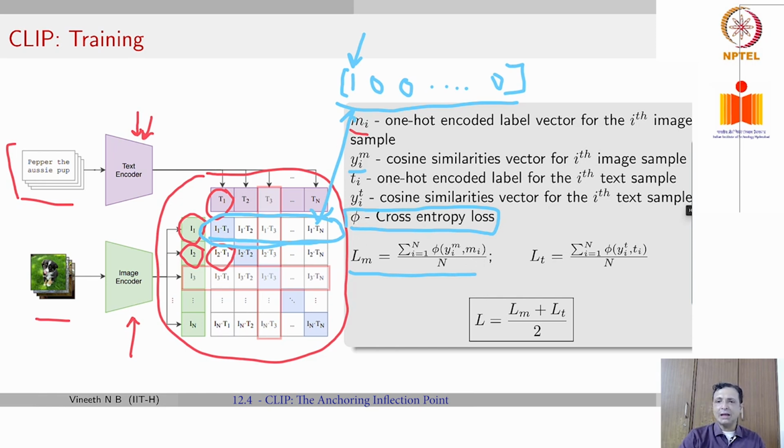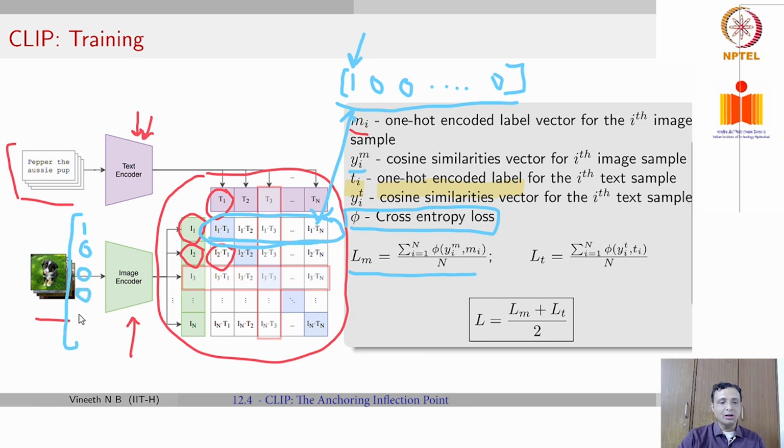Now looking at the other notations here, similarly Ti is a one hot encoded label for the ith text sample. So just like how you have a one hot encoded vector for the image sample, similarly for the text sample you may have another one hot encoded vector which corresponds to the different images for that text.